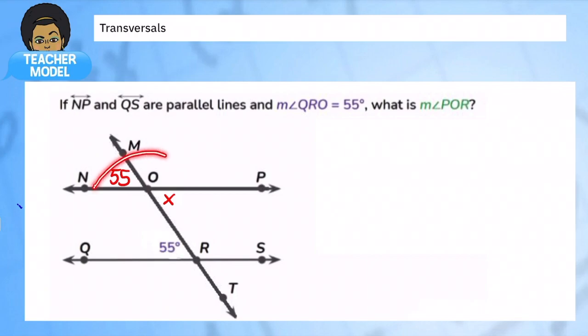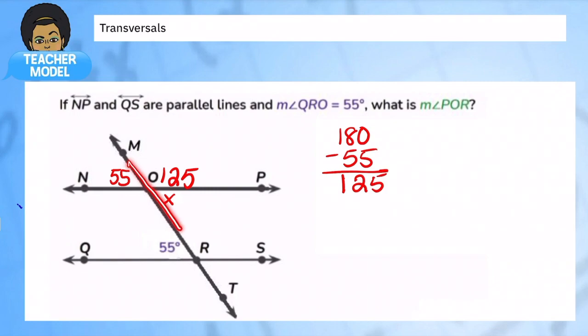I can use the 55 to figure out the measure of angle MOP. If we know this side is 55, 55 plus what is going to give us 180? So that is going to be our first part. So I can just do 180, I can subtract 55. And that is going to give me 125 degrees. So I know this angle is 125 degrees. Now we're one step closer to figuring out what angle X would be.